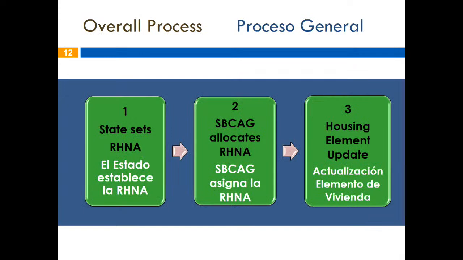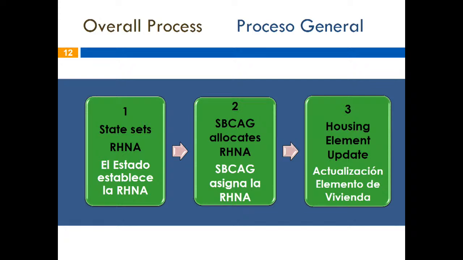So this slide here shows the three-step RHNA development and housing element update process, which occurs every 8-year planning cycle. First, State HCD determines the housing needs for all of California. Then State HCD provides the total RHNA for our region to our Council of Governments, which in our case is the Santa Barbara County Association of Governments, or SBCAG. SBCAG works with the county and cities to equitably distribute the RHNA across every jurisdiction.